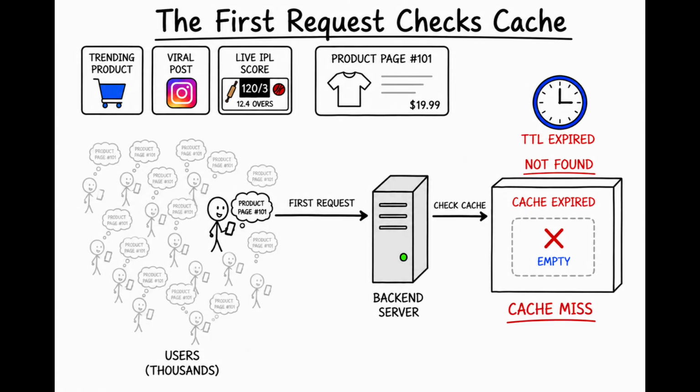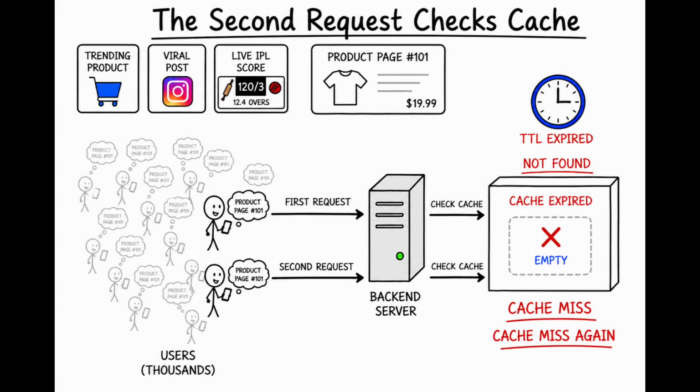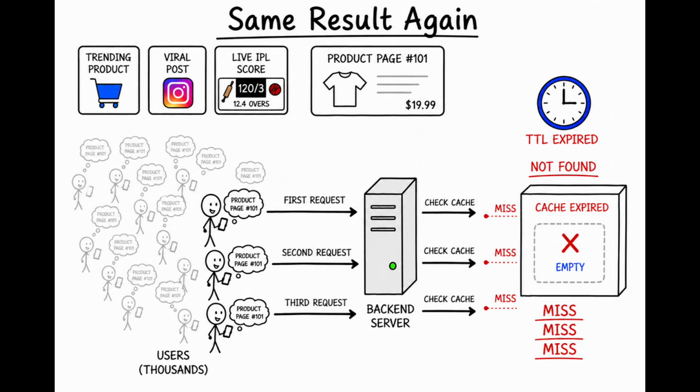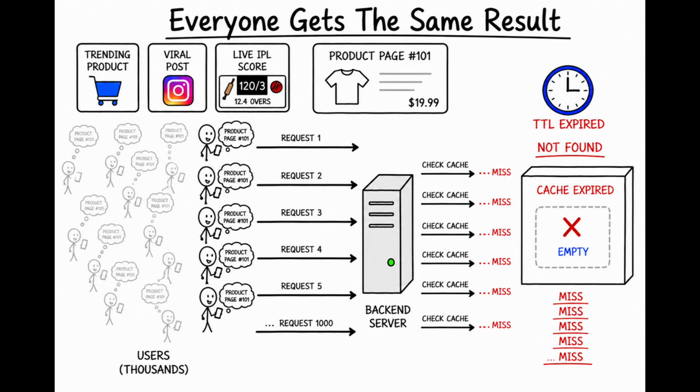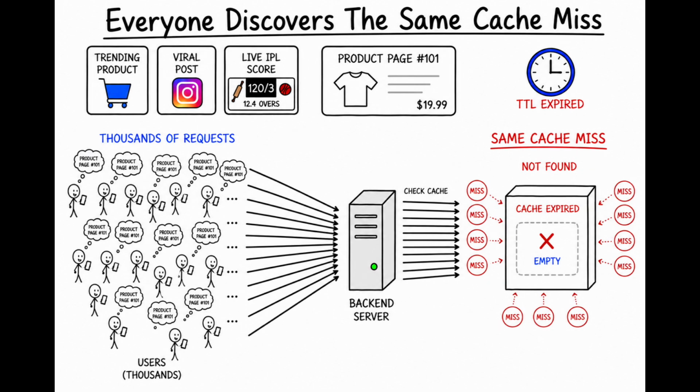The first request checks cache. Nothing there. Cache miss. The second request checks cache, still nothing there. The third request, same result. The fourth request, same result. Very quickly, thousands of requests discover the same cache miss.